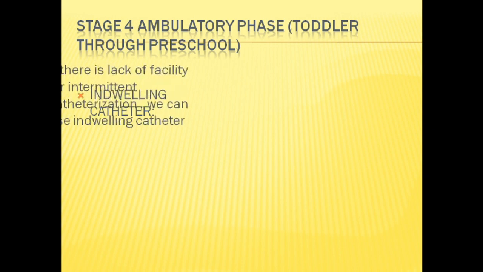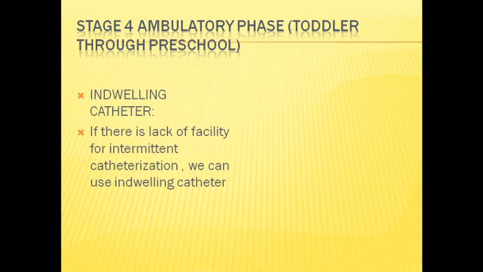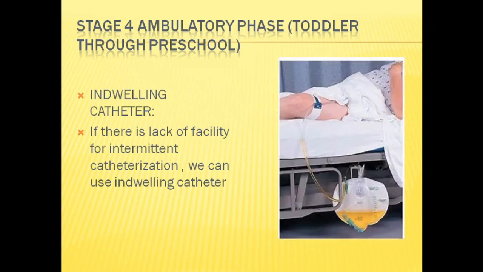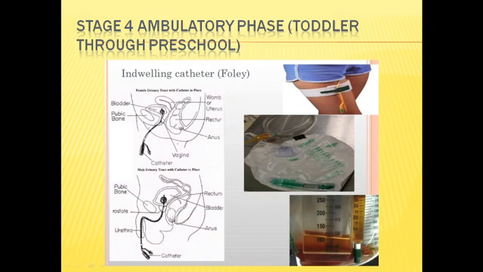Now next is the indwelling catheter. If there is a lack of facility for intermittent catheterization, or the child's bladder function is deteriorating, we can use indwelling catheterization. You have seen patients with indwelling catheterization in the wards like this. This is a Foley catheter. So the catheter is inserted into the urethra, up to the bladder, right?